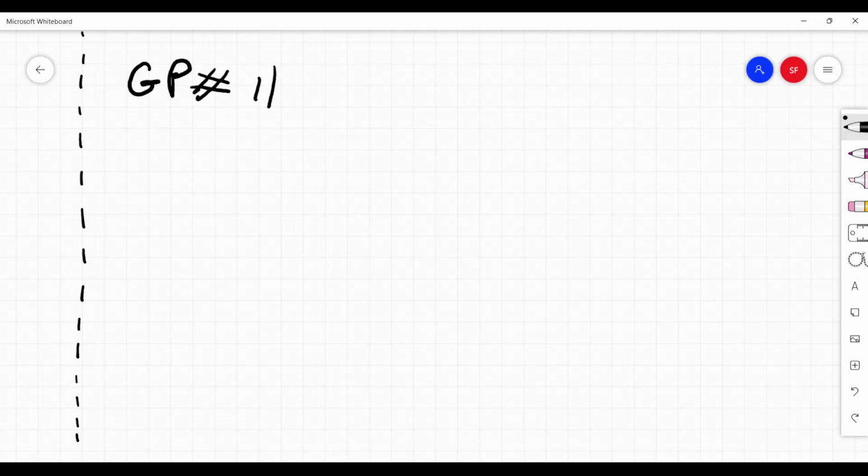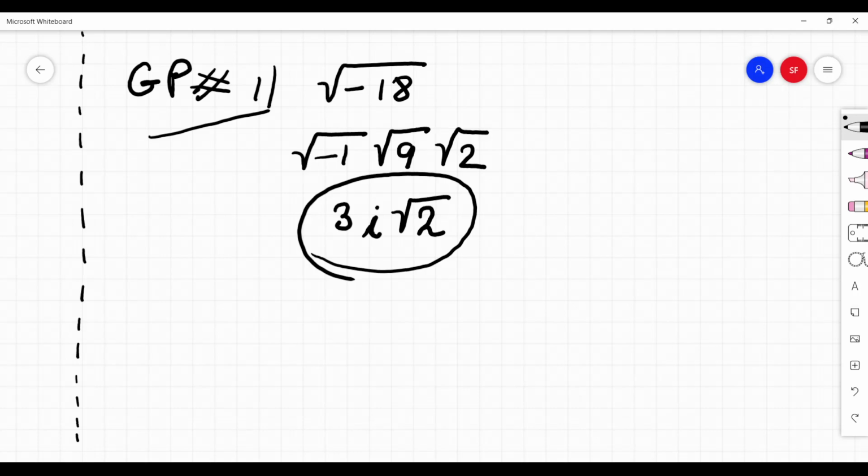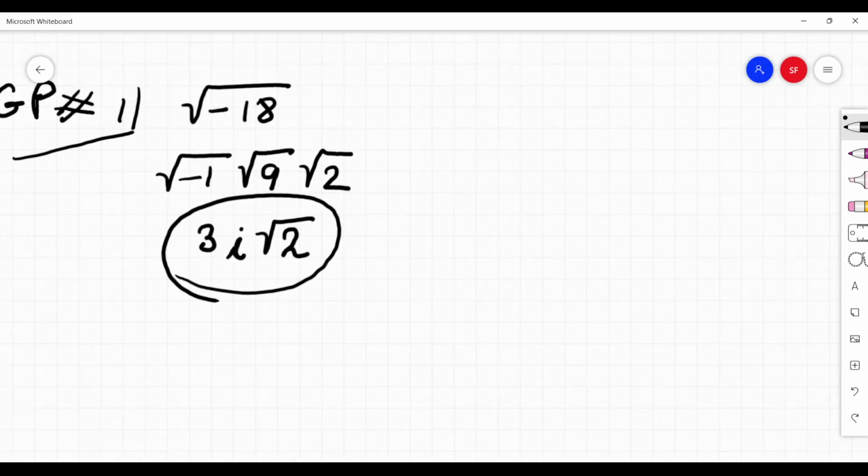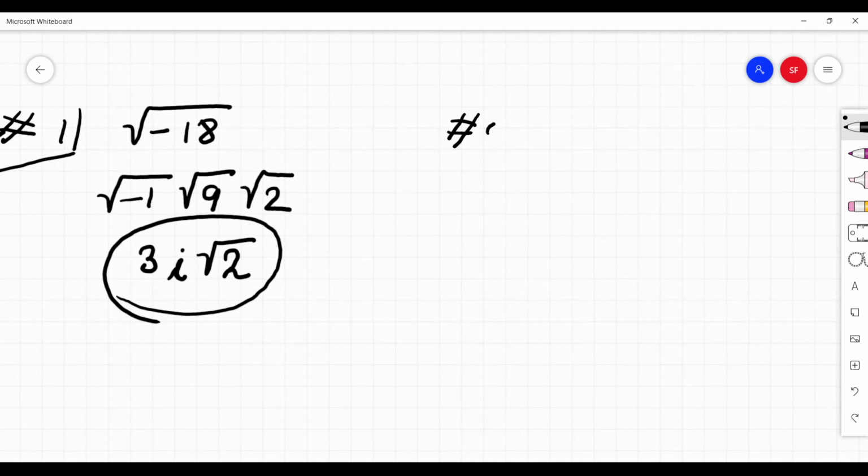Guided practice number 1: the square root of negative 18. Ready, go. Do we have questions on that? Okay, guided practice number 2: the square root of negative 125. Ready, go.